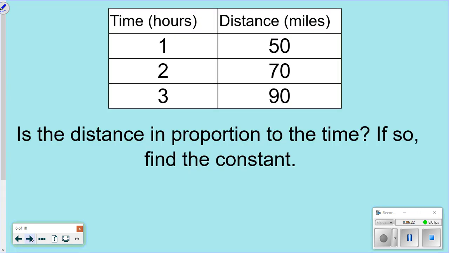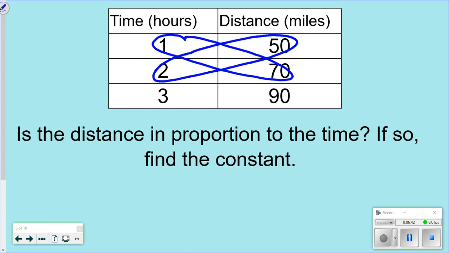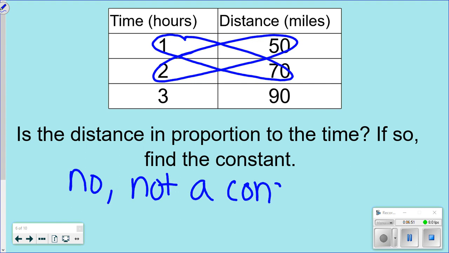All right, so let's look at this one. Is the distance in proportion to the time? If so, find the constant. Well, what I'm going to do right away is use one of my methods to determine if it's in proportion or not. I personally like the butterfly method because I think it's easy. So if I go 1 times 70, that's 70. Oh, 50 times 2 is 100. Well, I know that those two aren't equal. I know it's not in proportion. So no, not in proportion. And since it's not in proportion, there's not a constant.